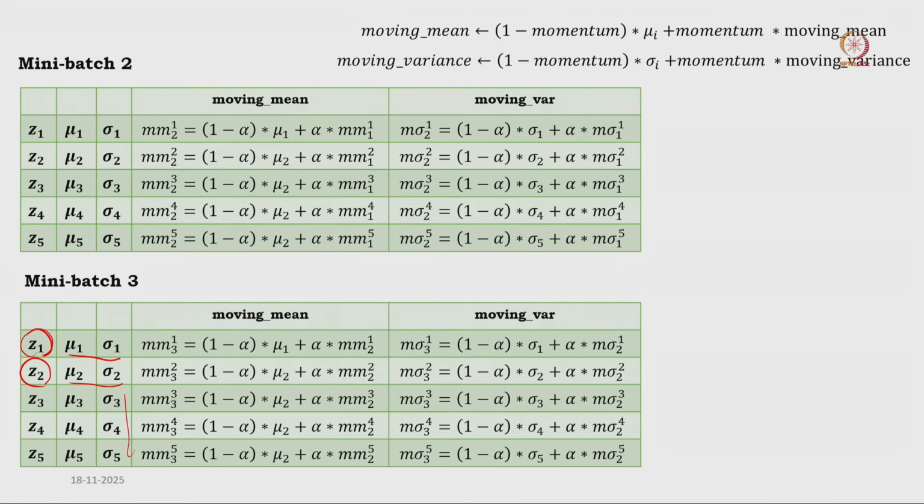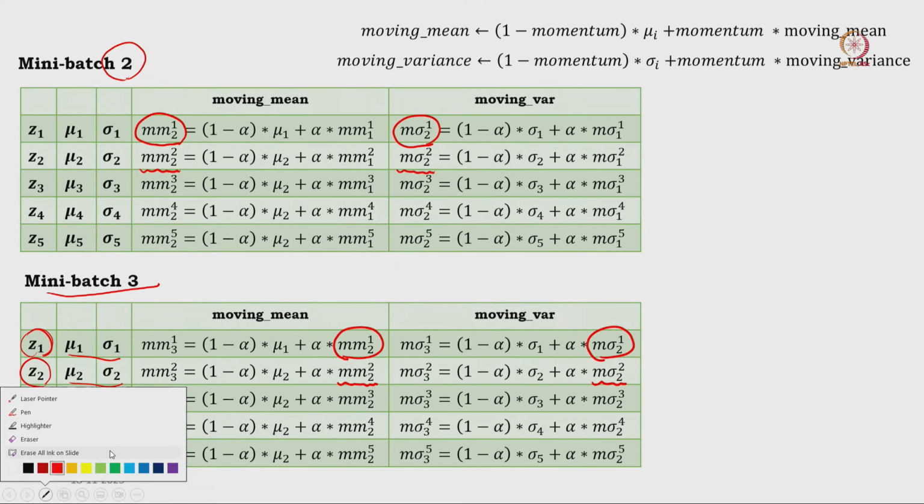Once you complete this, you again have to calculate the moving mean and moving variance. Now, when you are calculating the moving mean for mini batch 3, you will use the moving mean and moving variance of mini batch 2. What does it mean? You see this value, you are taking this. You see this value, you are taking this. Similarly, you see this value, we are taking this. This value, we are taking this, and so on. I hope this part is clear.